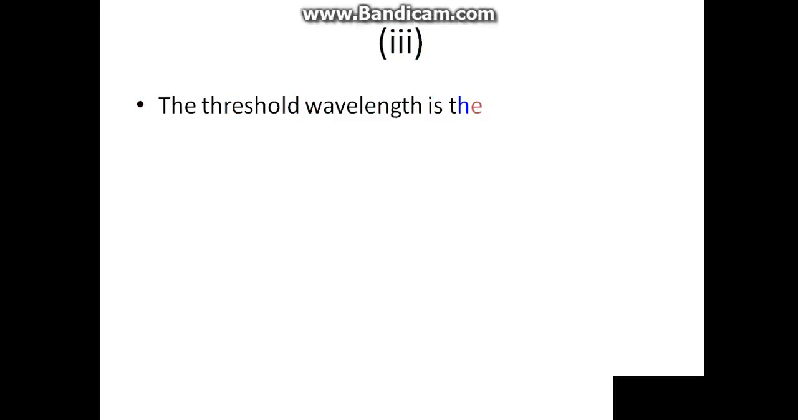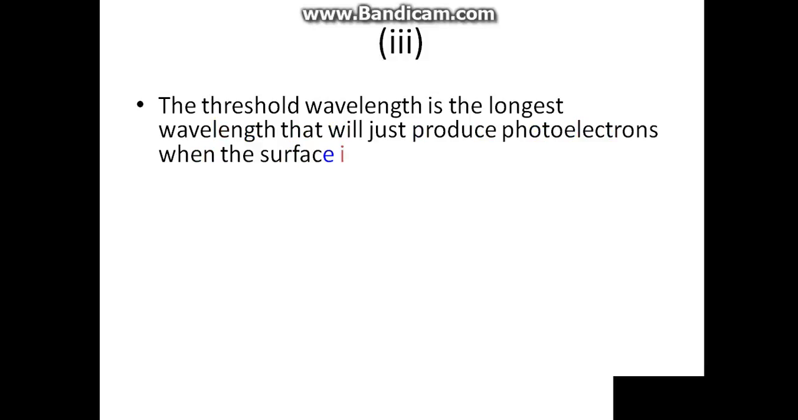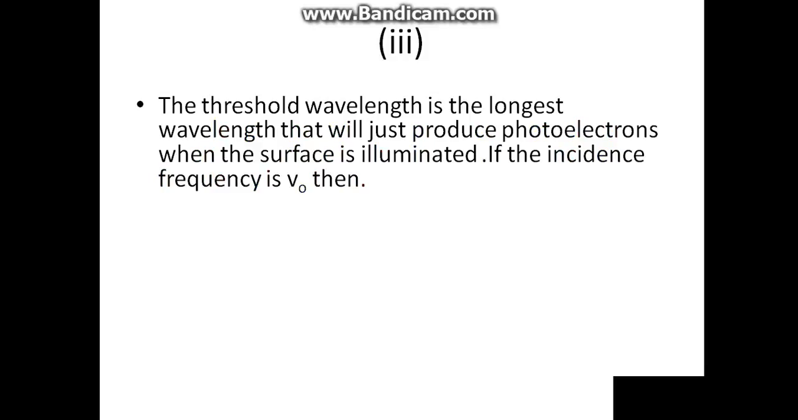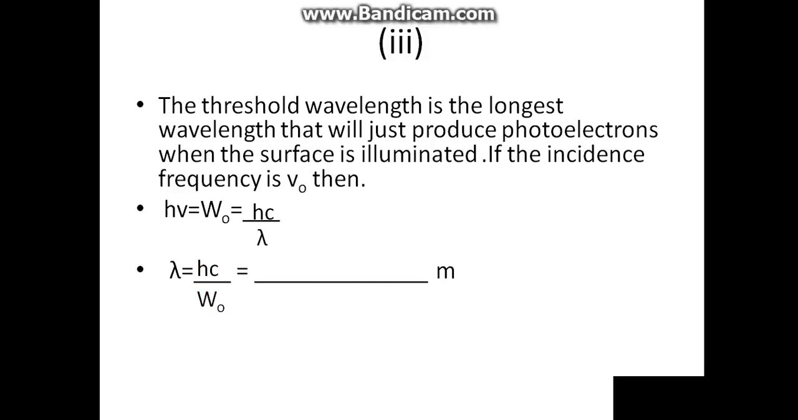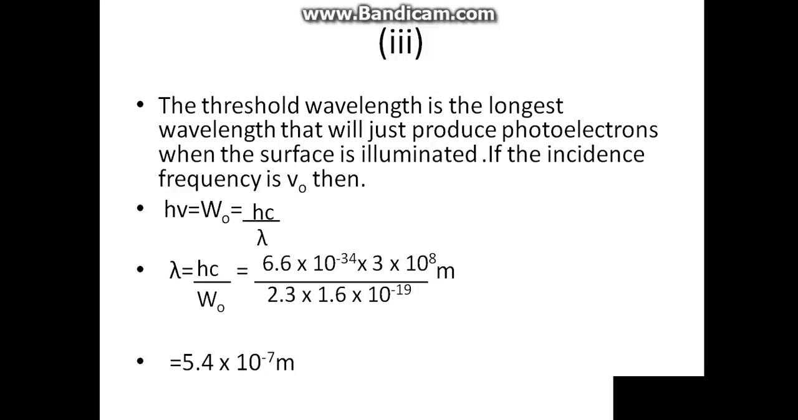III. The threshold wavelength is the longest wavelength that will just produce photoelectrons. When the surface is illuminated, the incident frequency is v0. Then hv is equal to W0, which is equal to hc over lambda. Lambda is equal to hc over W0, which is equal to 6.6 times 10 raised to the power minus 34 times 3 times 10 raised to the power 8 all over 2.6 times 1.6 times 10 raised to the power minus 19, which will now give us 5.4 times 10 raised to the power minus 7 meters.